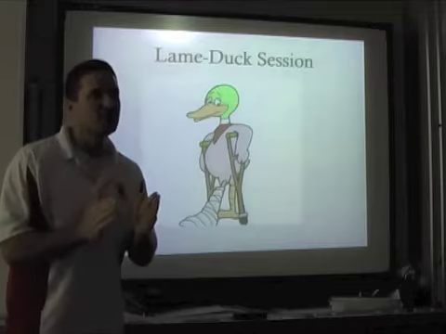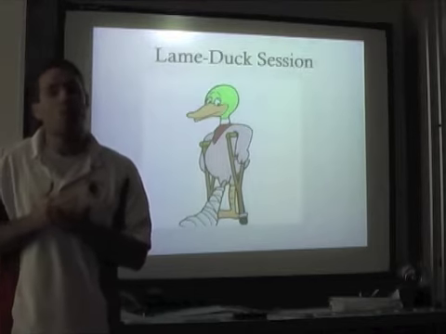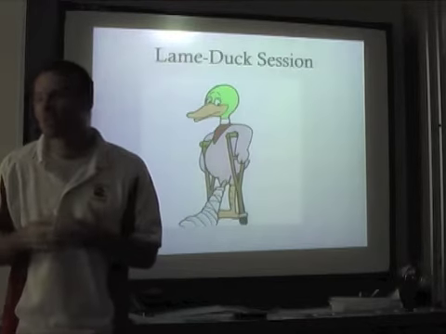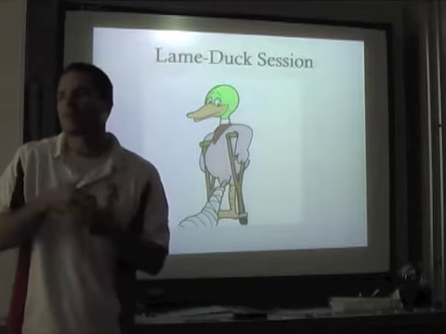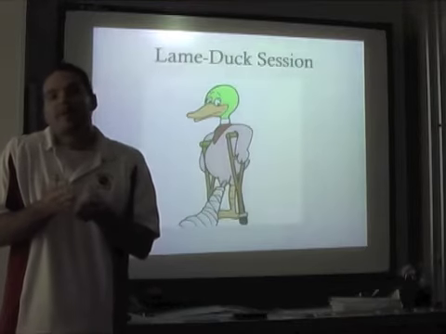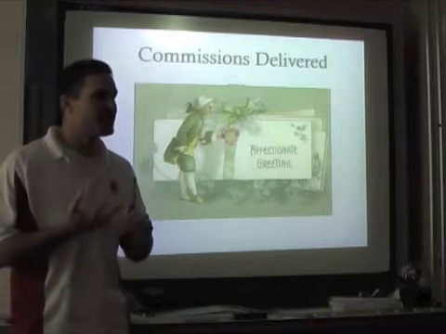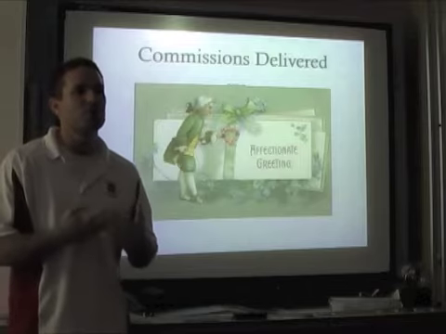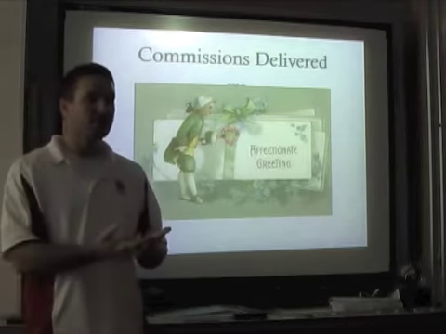lame duck session, the rest of the time they have until Jefferson takes over the White House, to appoint more judges to federal positions. So they passed the Federal Judiciary Act of 1801, and they try to cram a whole bunch of Federalist judges in, because remember, those Federalist judges will serve for life. The President signs the commissions, the Senate approves the commissions, and then the Secretary of State has to actually deliver the commissions to the person who will be the new judge. At that time, it was John Marshall, the outgoing Secretary of State.